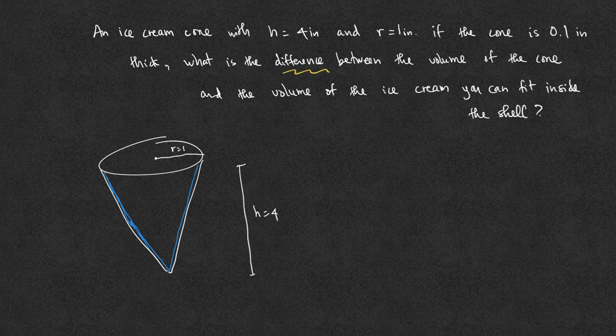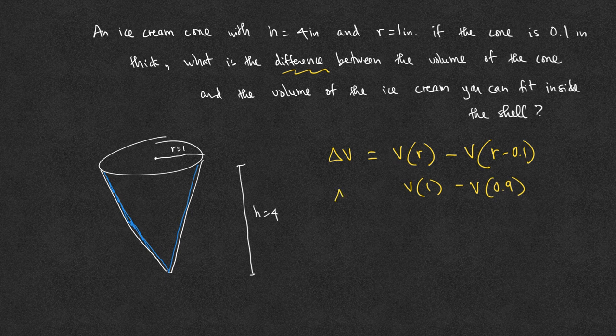That's the difference between the volume of the cone and the volume of the ice cream. The actual difference in the volume is the volume of the cone with radius 1 minus the volume of the ice cream, which is 1 minus 0.1, because the thickness is 0.1. That is V of 1 minus V of 0.9, and that is the actual difference in the volume.